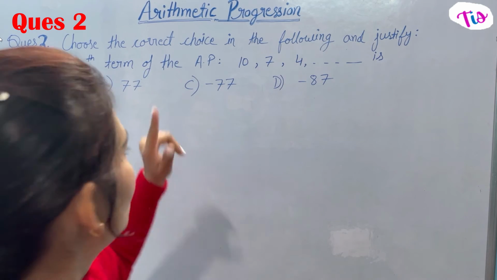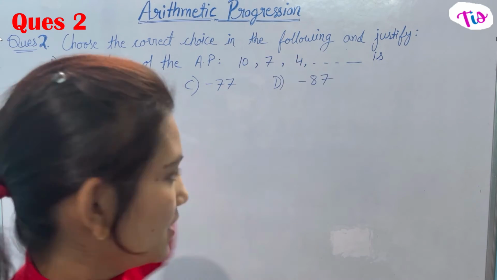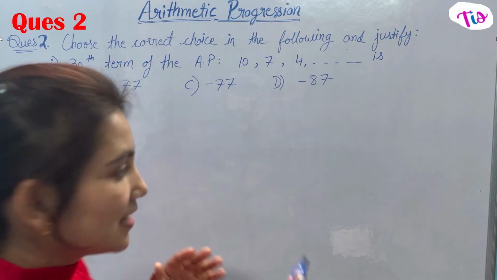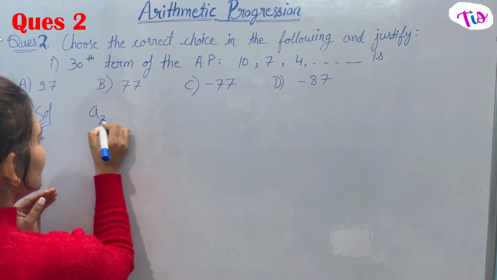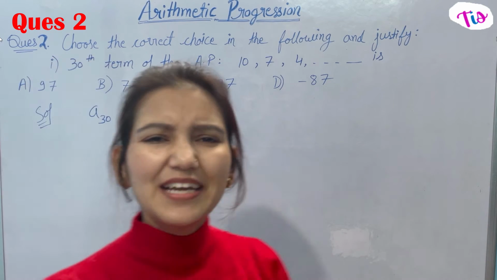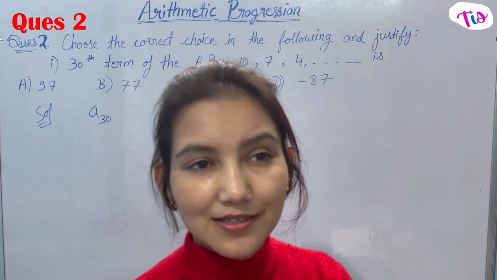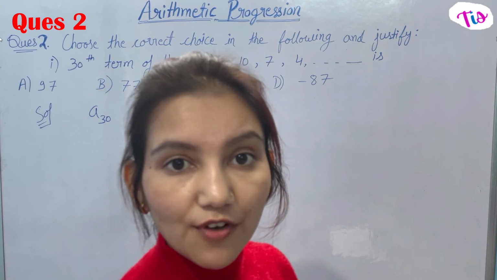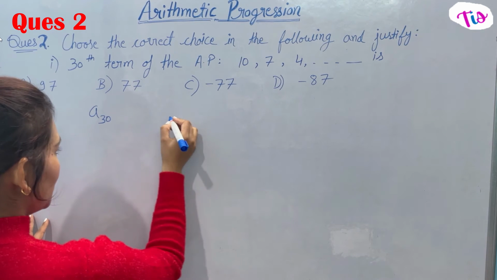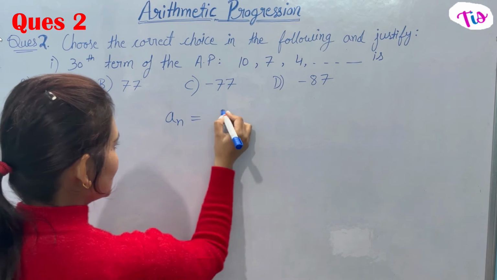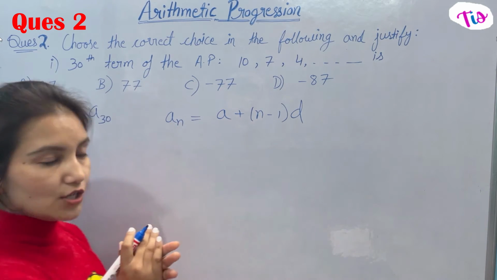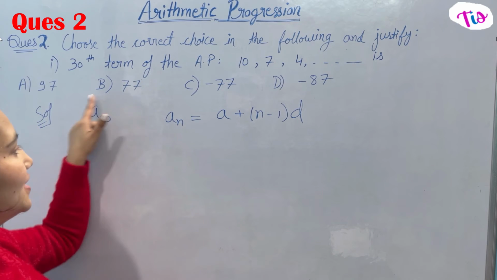So let's solve it. The 30th term of this AP. You need to find the 30th term, and the 30th term means A30, right? If you have to find any term of an AP, 30th, 40th, any term, which formula are you going to use? You are going to use the formula for the nth term of an AP. So what you will use: an is equal to a plus n minus 1 into d. And you need to find A30 here, right?